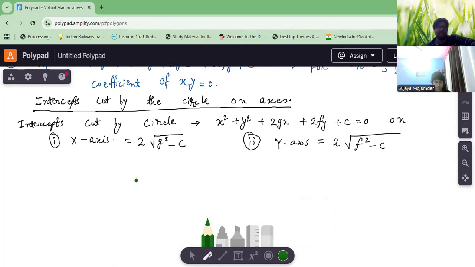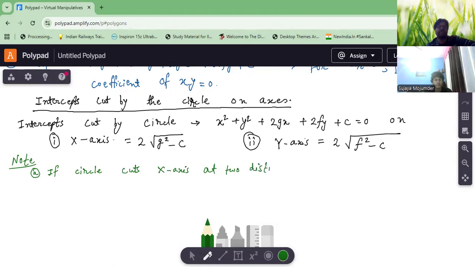Under this only we have some conditions. Note point number A: if the circle cuts the x-axis at 2 distinct points.